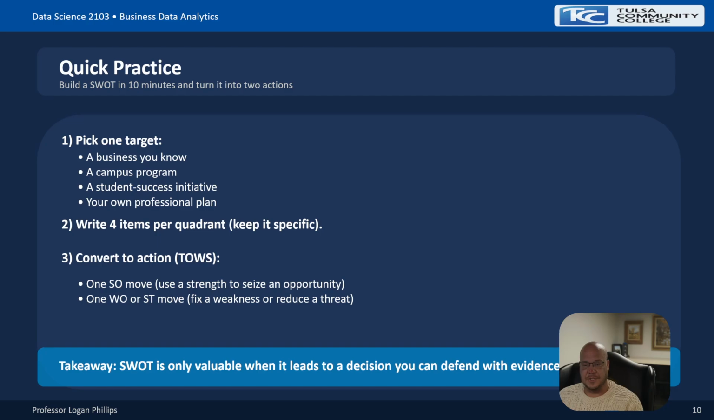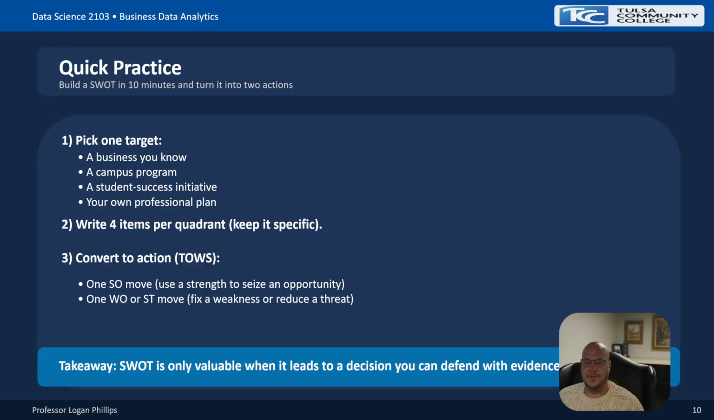It doesn't matter what industry or what programs, if you're trying to start a company or you're doing little side hustles. This is a SWOT you can do very quickly. We're going to build a SWOT in 10 minutes and turn it into 2 actions. I want you to pick one target. Choose a business, a campus program, a student success initiative, or your own professional plan. Write 4 items per quadrant, but keep them specific, not generic.